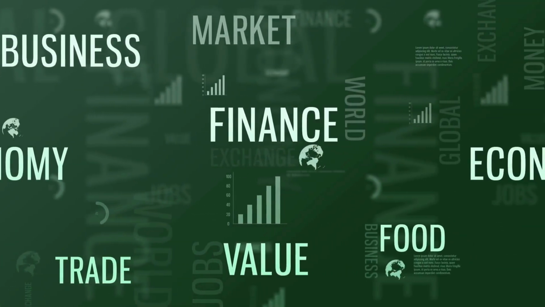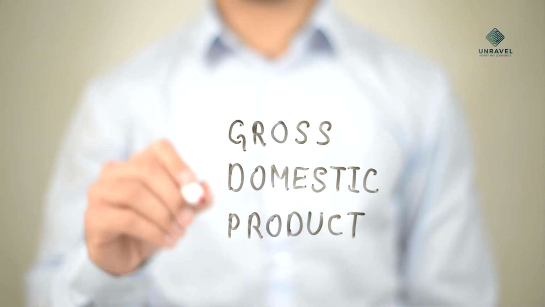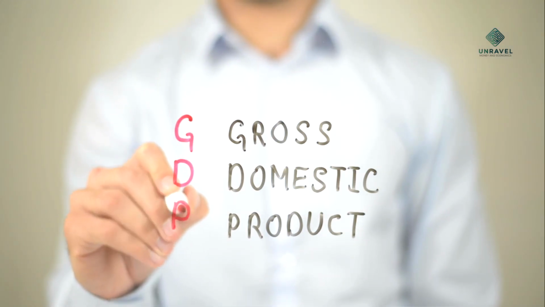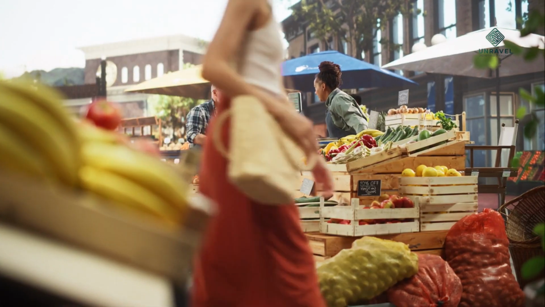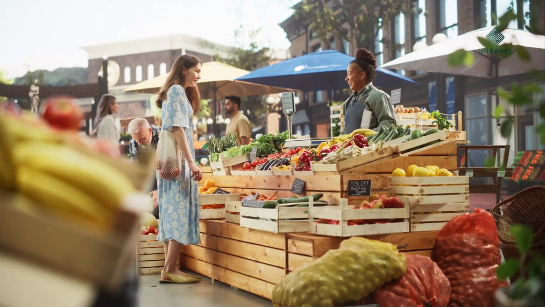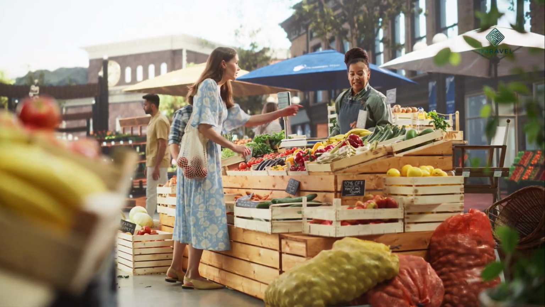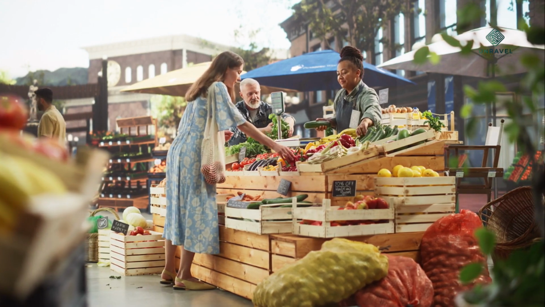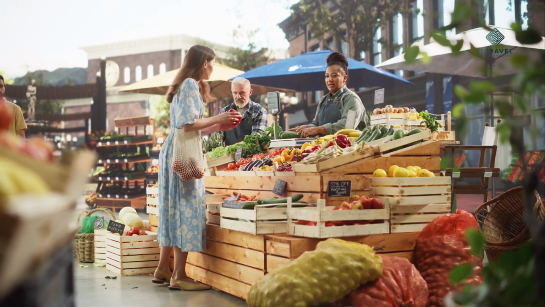GDP represents gross domestic product. It sounds complex, but the concept is straightforward. Visualize all that a country generates in a year. Every car manufactured, every coffee sold, each haircut given, every app downloaded. By totaling these in monetary terms, or in your local currency, you arrive at GDP.